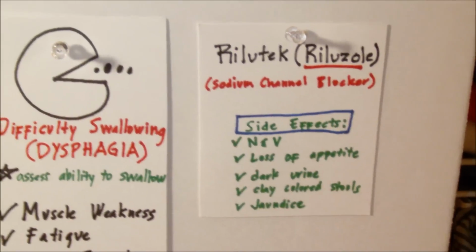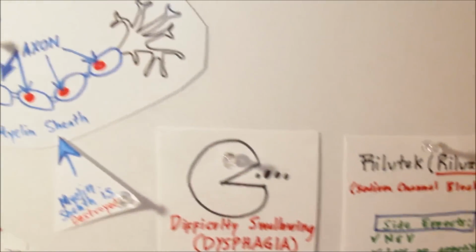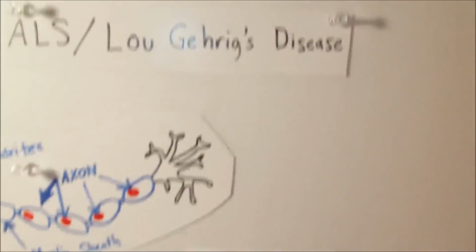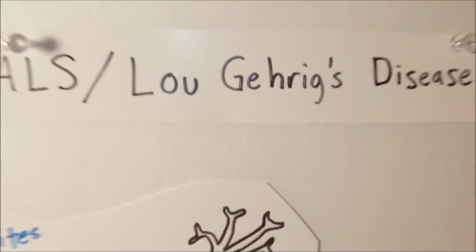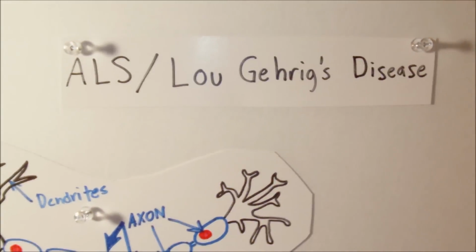It is always very important to keep in mind that with patients with ALS, we need to conserve their energy by spacing activities throughout the day. And we also want to give the patient small, frequent feedings instead of a large meal.